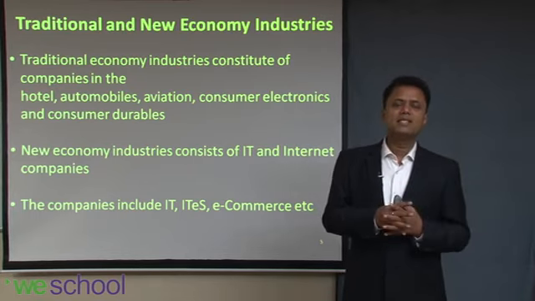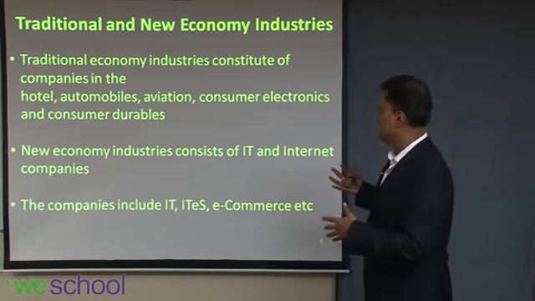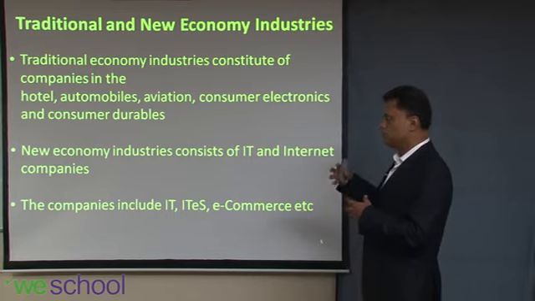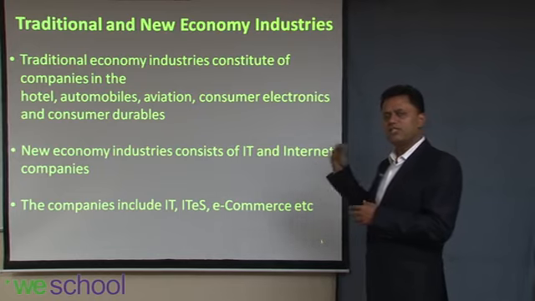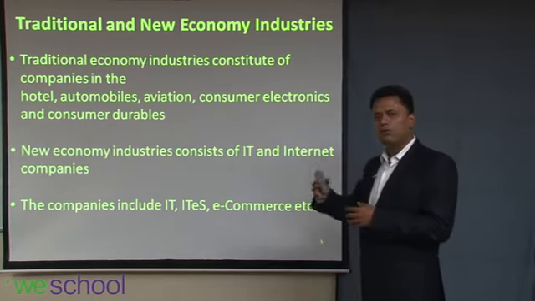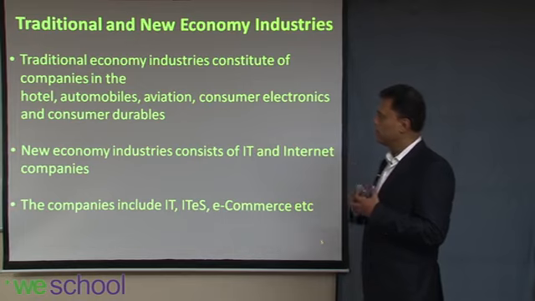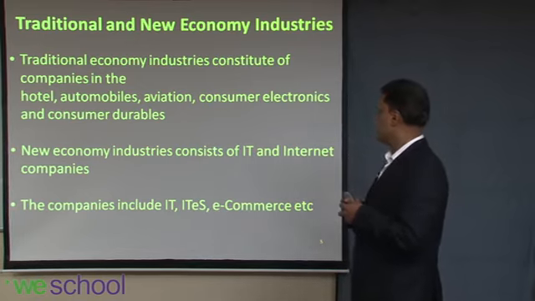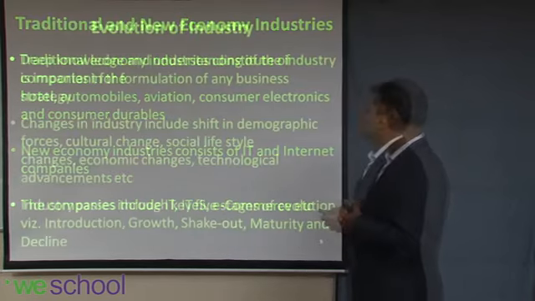That they have been in existence for the last 100 years or 50 years. But the traditional economy industries, which constitute the majority of our GDP today, because the consumption pattern has shifted and people go for, depending on their lifestyle, they consume these products and services. The third one, new economy industries, consists of IT, internet companies, e-commerce companies, etc.